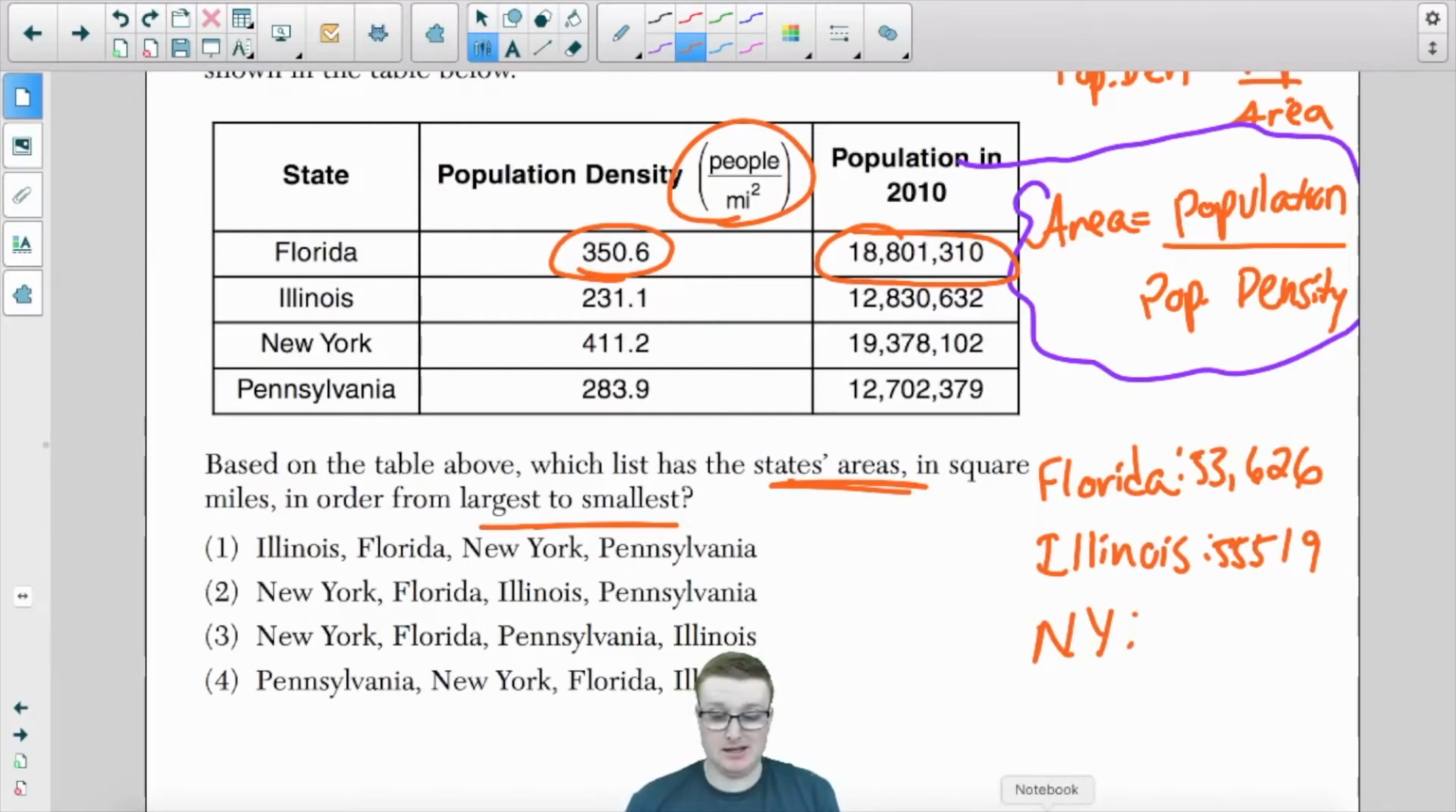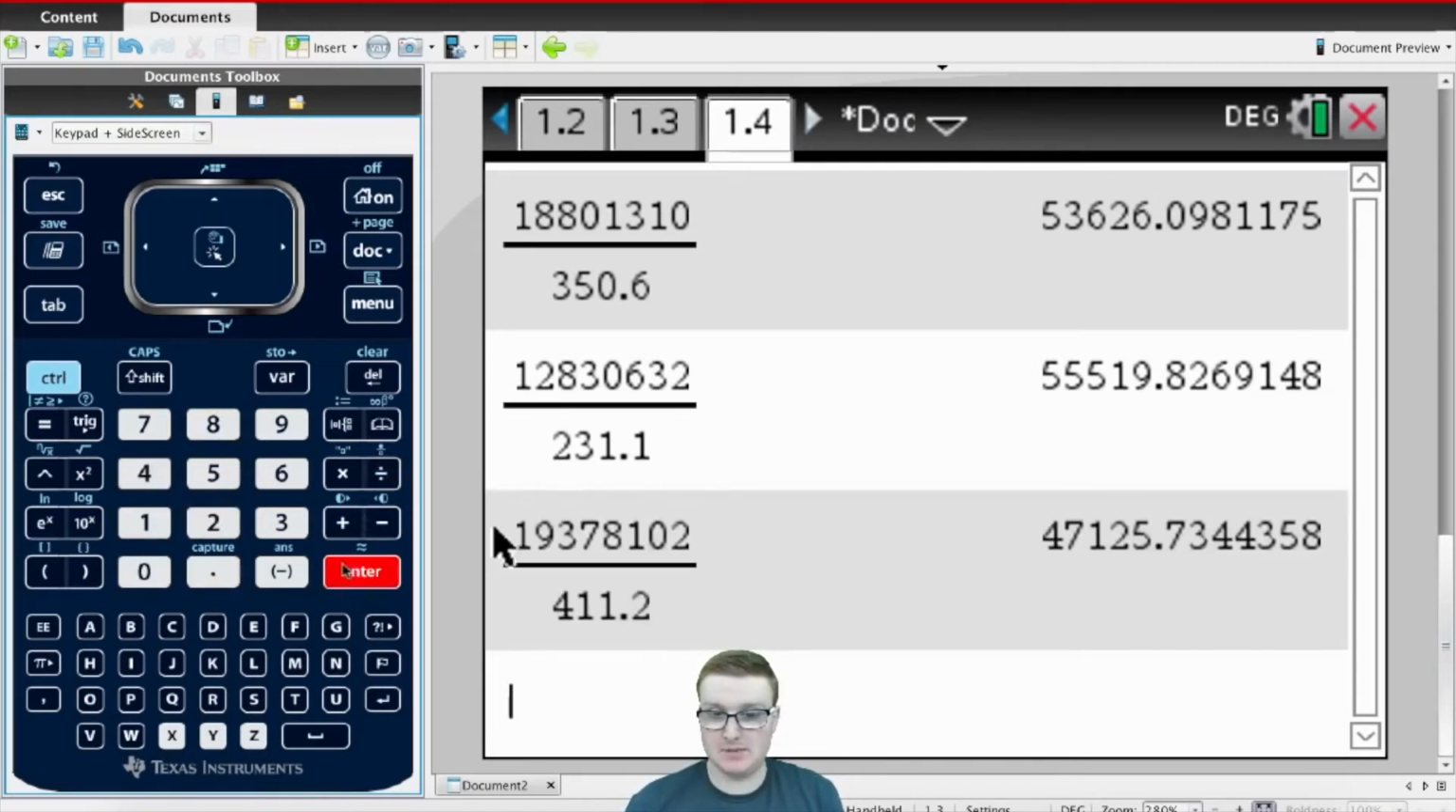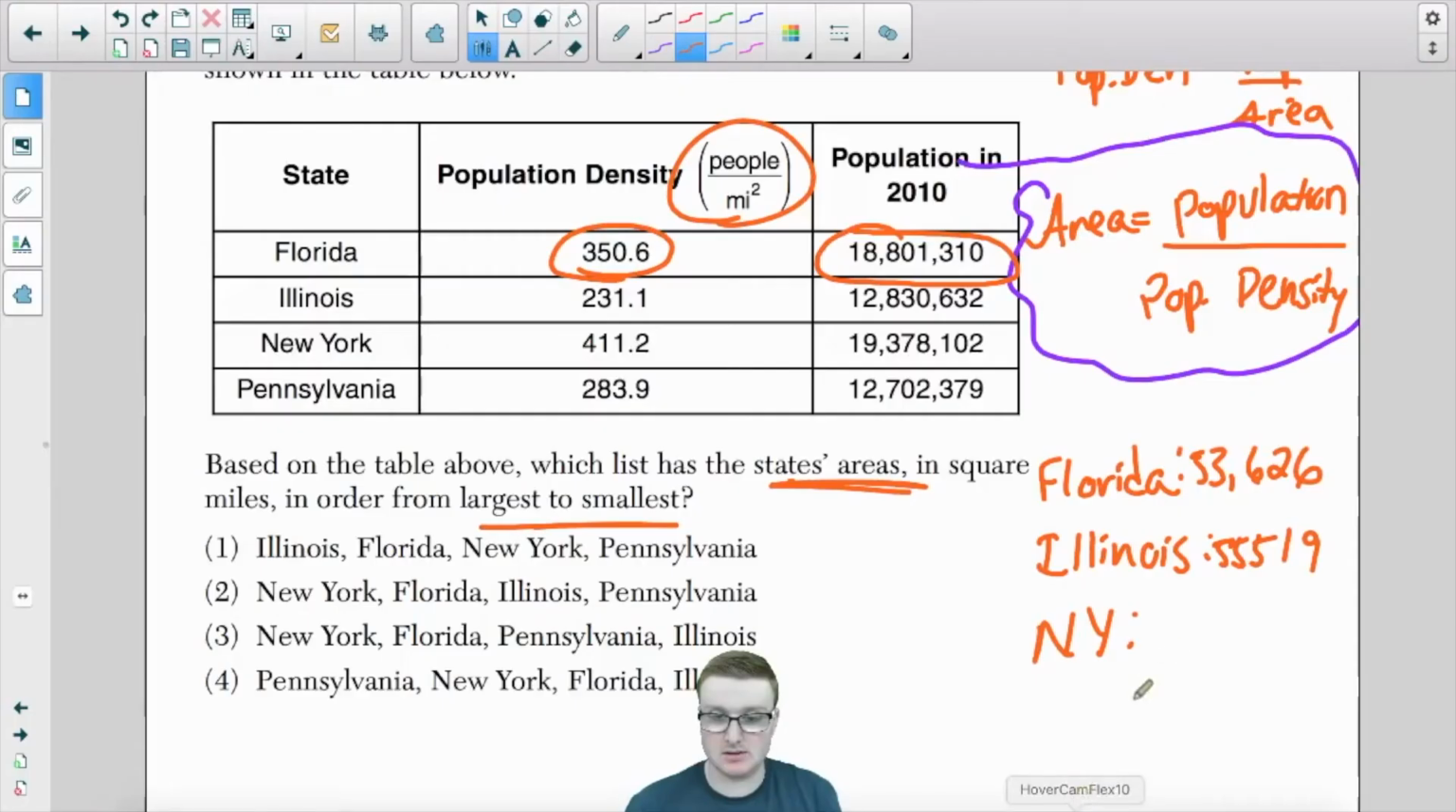Now let's find New York. New York is probably a lot less just because it's so populated, but we'll take a look. Where's my calculator? There it is. So we got 19,378,102. I thought that there was more. Oh, that's 2010. Yeah, there's definitely a lot more people in New York now. Divided by 411.2, that is going to be 47,126 if you round it up.